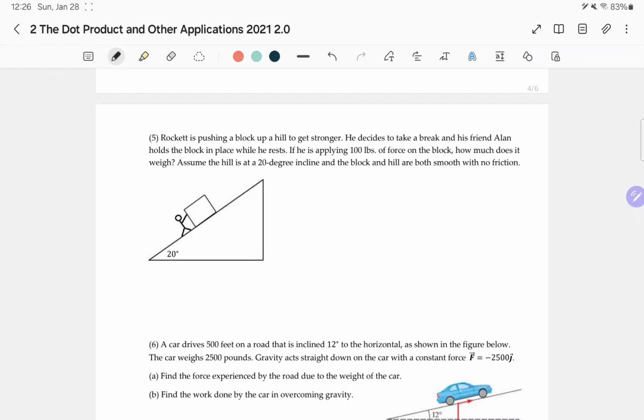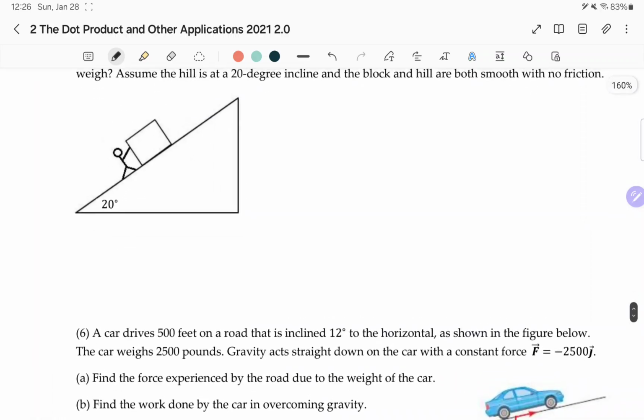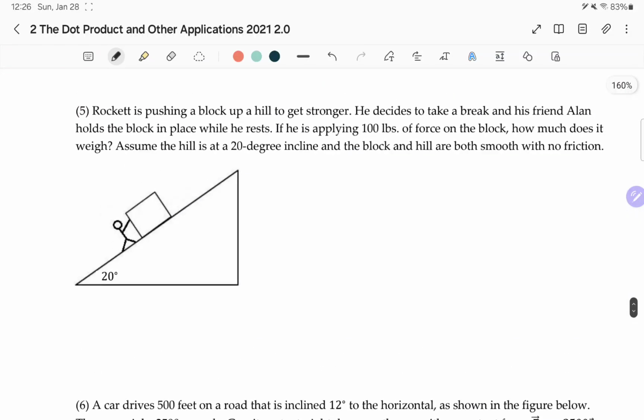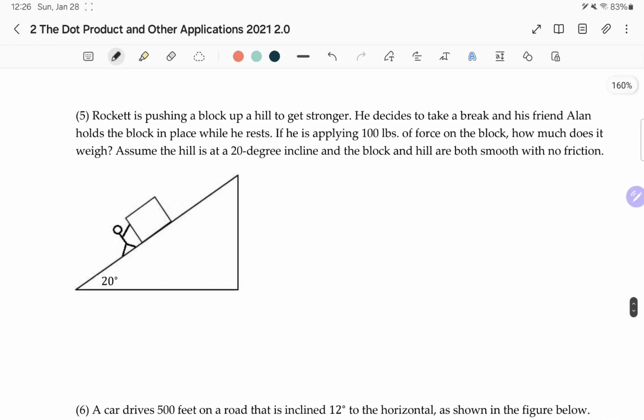So let's say Rocket is pushing a block up a hill to get stronger. He decides to take a break and his friend Alan holds the block in place while he rests. If he is applying 100 pounds of force on the block, how much does it weigh? Assume the hill is at a 20-degree incline and the block and hill are both smooth with no friction. Being a physics student, this is actually really helpful because there's no friction. But this is quite a simple block and hill problem.